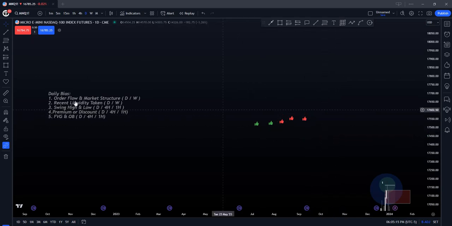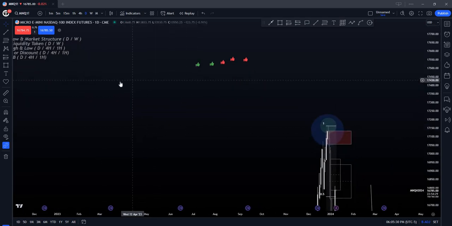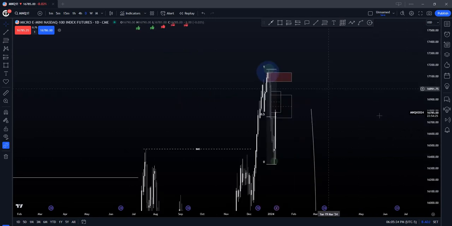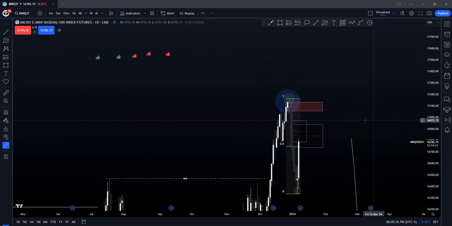Okay? So order flow and market structure. We are bullish. Recent liquidity taken, bullish. Swing high and low, bearish. Premium and discount, bearish. Fair value gap and order block, bearish. So based off of those 5 steps, we are bearish. Our daily bias would be bearish.